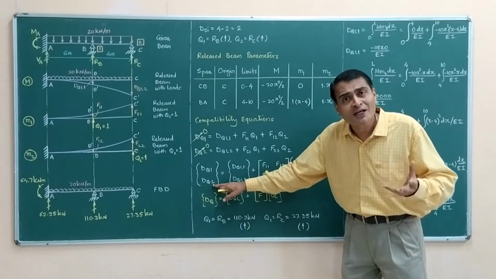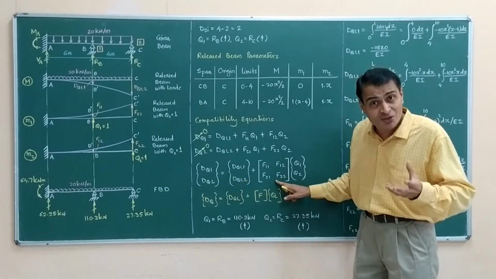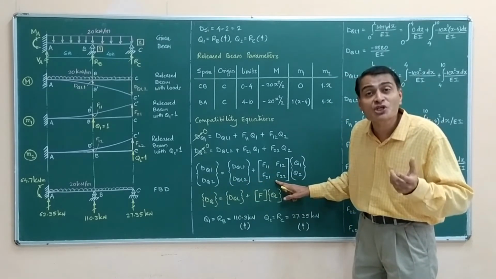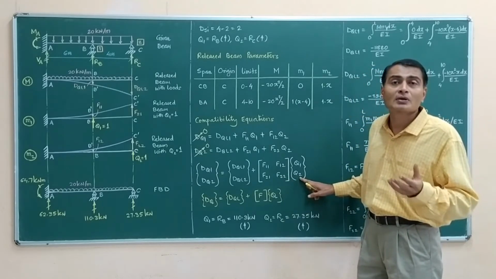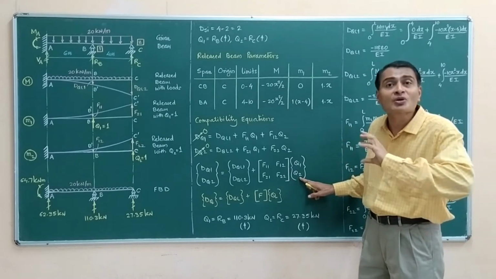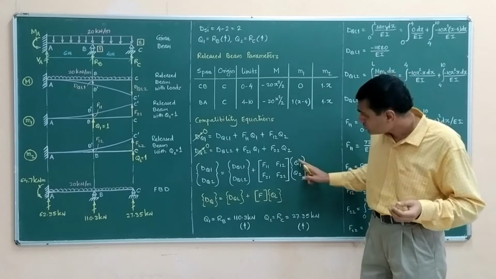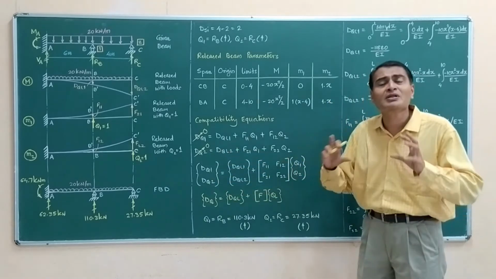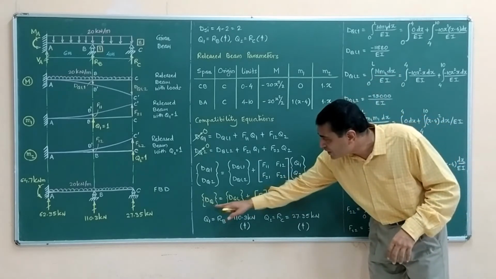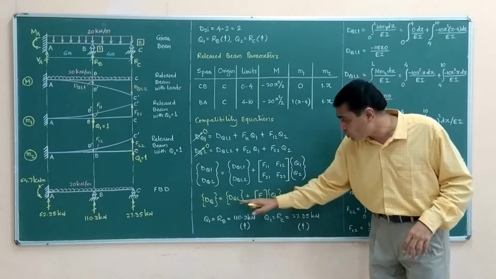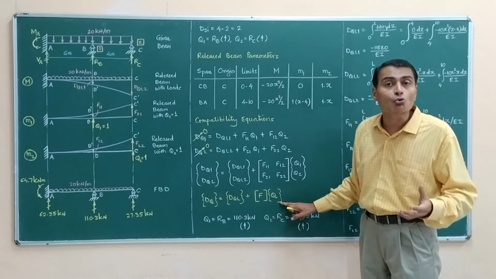Column matrix, we call it vector. Another vector, square matrix, flexibility matrix or flexibility coefficient matrix, and this is our unknown redundant support reactions vector. Vector means column matrix. So I express this equation in a simple notation form like this: vector dq is equal to vector dql plus matrix F into vector q.